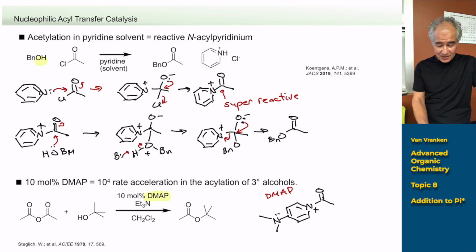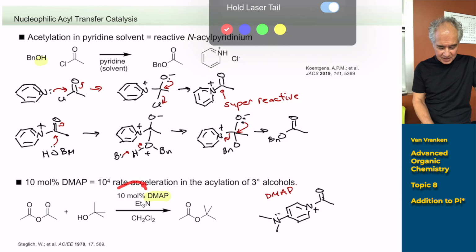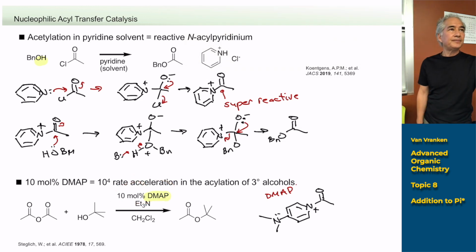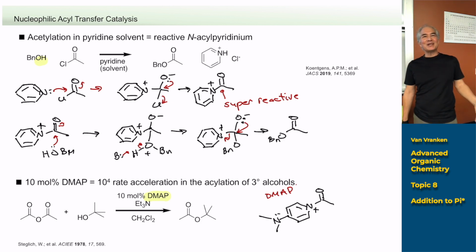It'd be 10 times faster here if we added 100 mole % DMAP, but it's expensive. And the reason I use DMAP instead of pyridine is because you wanted a stronger base. Well, it's not easy to get rid of pyridine. It's kind of a hard boiling solvent.